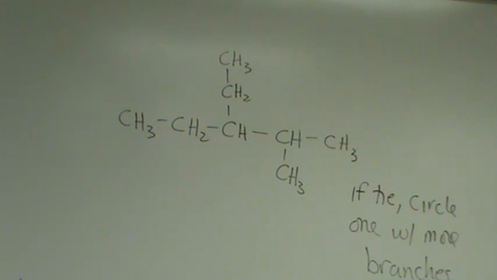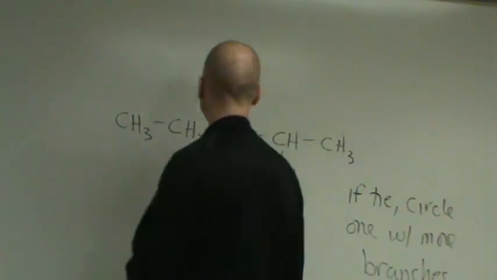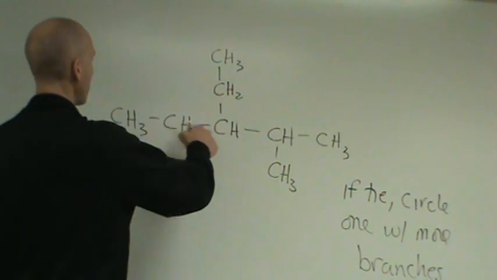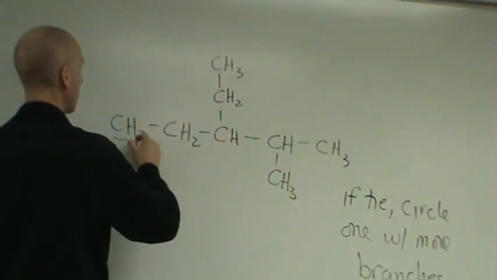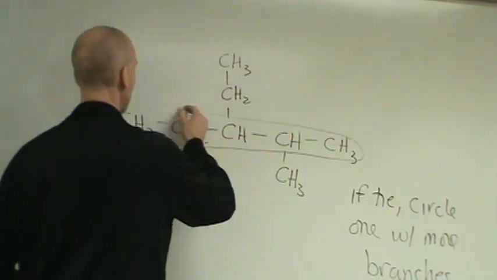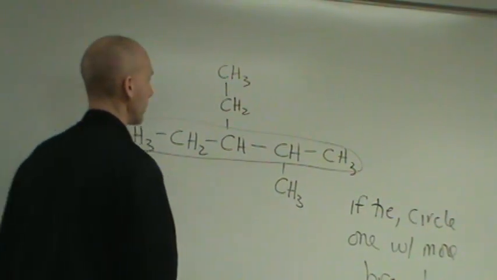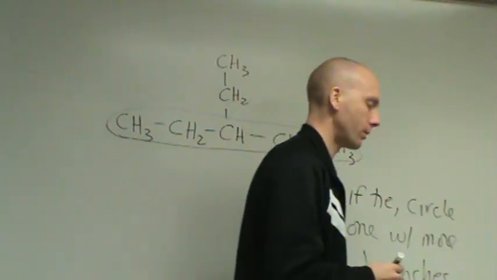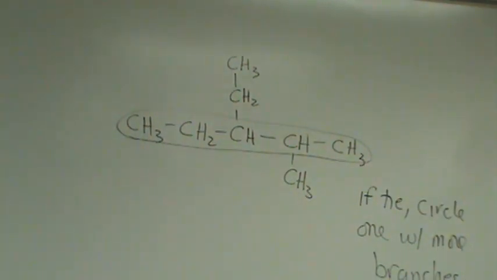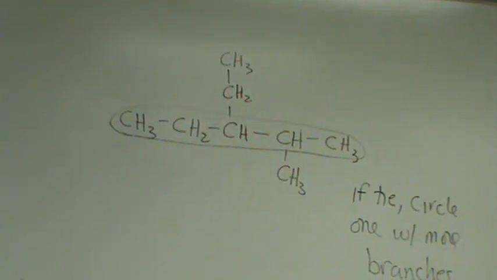So here, which one has the most branches? This way here just gives you one branch. If I go straight across, I get 2 branches, there and there. Or you could have gone up this way, got the same thing. This gives you 2 branches.